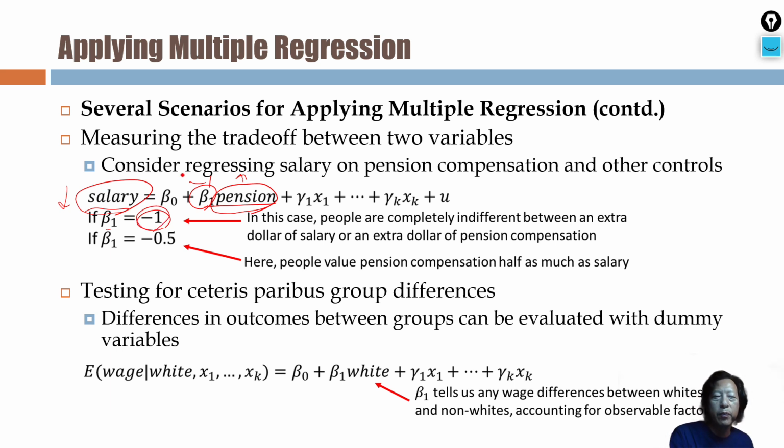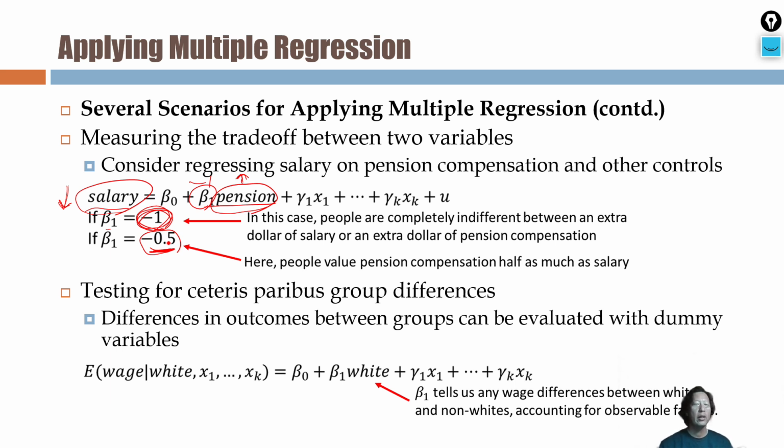How do people consider salary versus the pension? If you calculate this coefficient, you can tell somehow. However, if it is 0.5, when the pension increases by $1, the salary decreases by only 0.5, which means people consider the pension to be like half of the salary. So I prefer a salary increase of $1 rather than a pension increase of $1. But how much? Still, a higher pension is better.